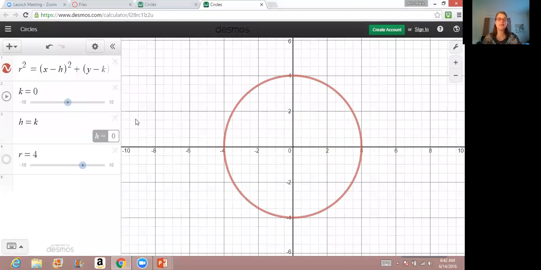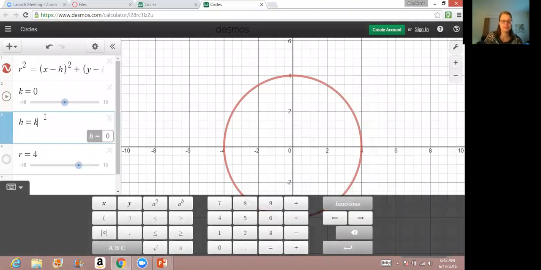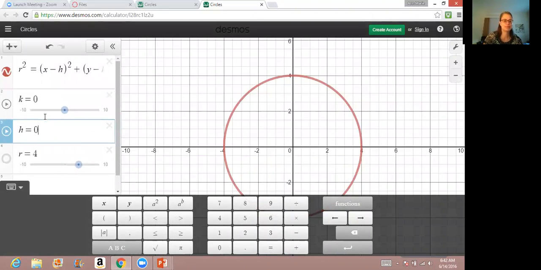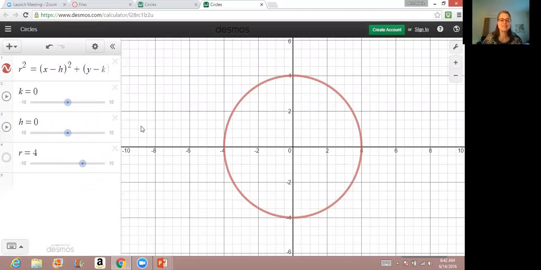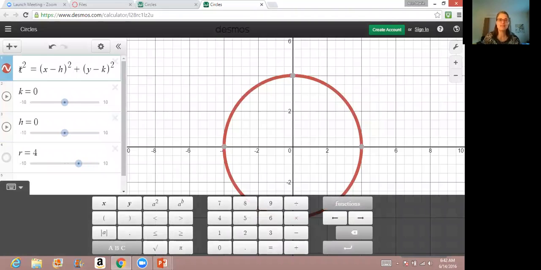Okay, what I've got up here is a circle. Sorry, this is a circle, and you can see this because I've got an equation right here that says that r squared equals x minus h squared plus y minus k squared. This is, over here, the equation of a circle.